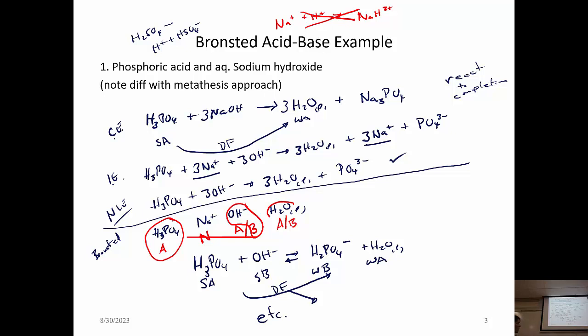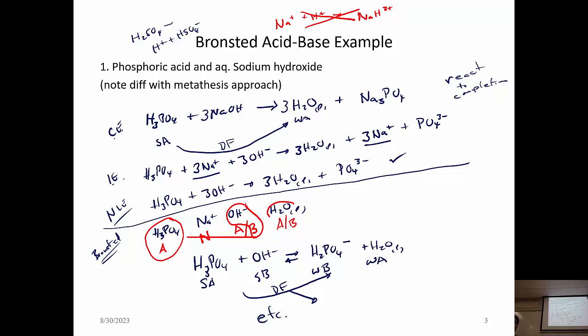But this would be our Bronsted-Lowry. Now, when we have Bronsted acid-base reactions, typically we'll just do step one. Later on, we'll do step two, step three. And so we'll just stop here, although we could extend it and neutralize. Eventually, we'll neutralize all three. Does that make sense?